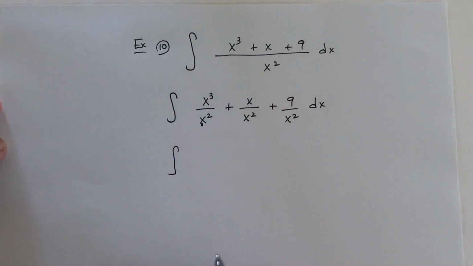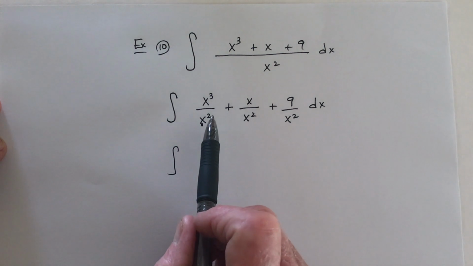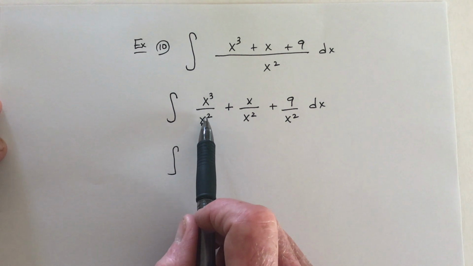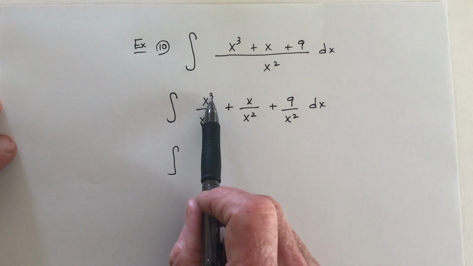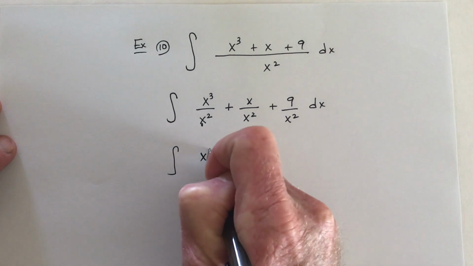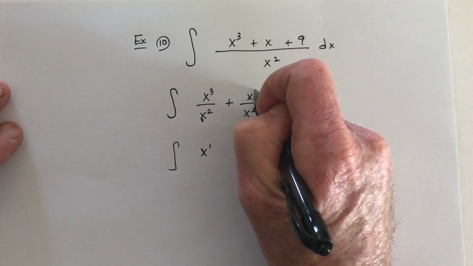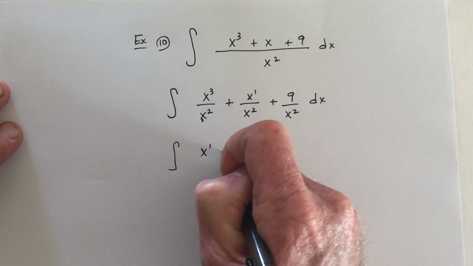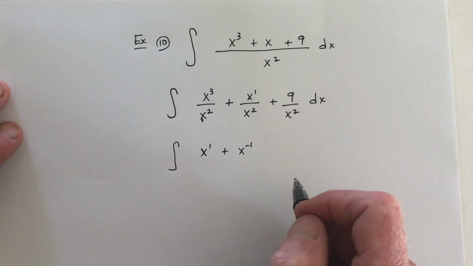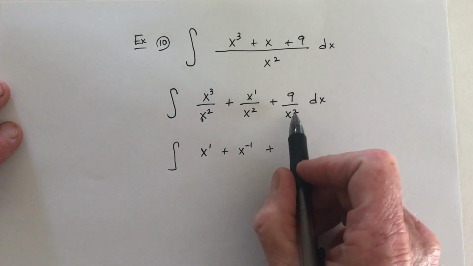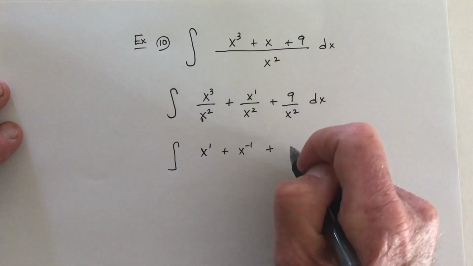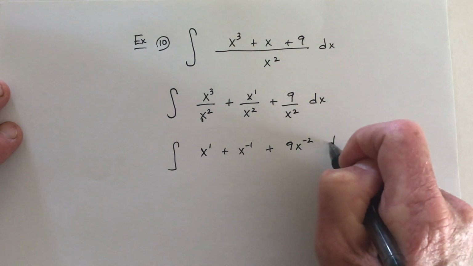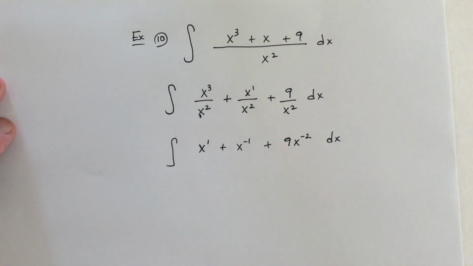And then I'm going to rewrite each one of them so that it's x raised to a power. So in here, when you have one thing divided by another, then you subtract the exponents. So it's going to be 3 minus 2, so it's going to leave x to the 1. And then this one has an exponent of 1, minus 2 is going to leave in the middle x to the negative 1. And then for the next one, you could just move it to the top and it's going to say 9 and then x to the negative 2. And then it still has the dx, which is saying what the antiderivative is.